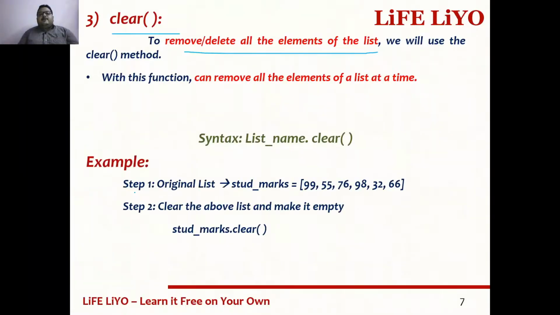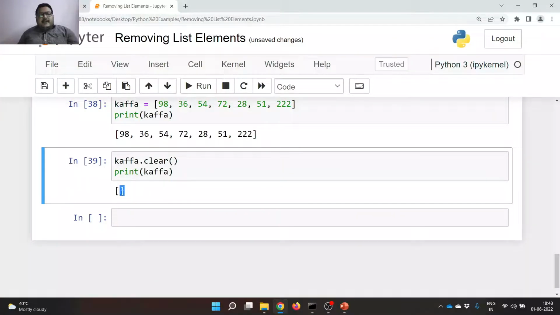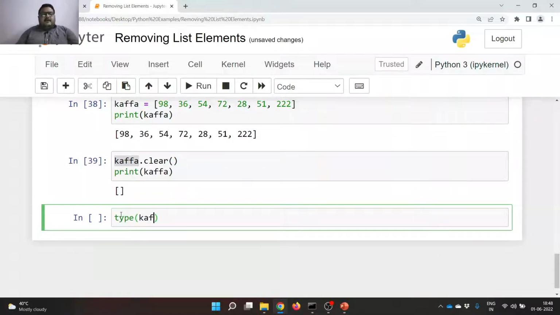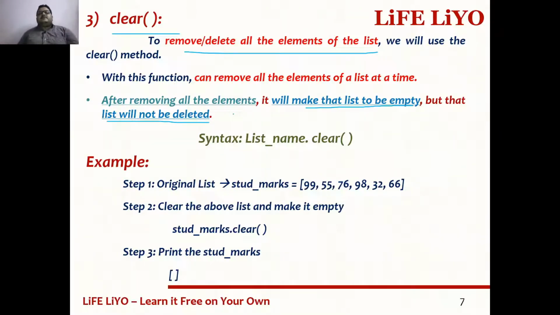That is, when you remove the elements with the help of the clear method, all the elements are going to be removed and the list is going to be empty, but the list will not be deleted. Look at here, empty list. That means the list is still available in your memory. The list structure, kapha, means a list. Look at it, type of kapha, list, we got the list. That's the beauty of clear. It is going to remove all the elements, but it is not going to remove the respective list from the memory.